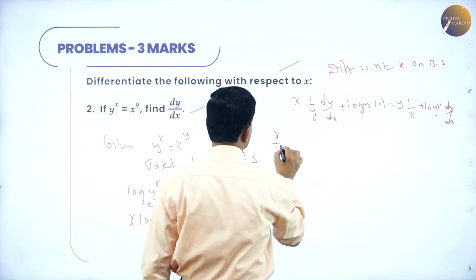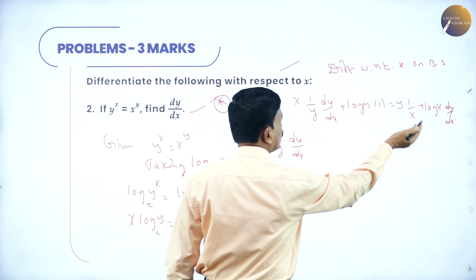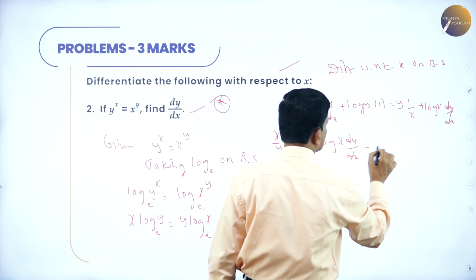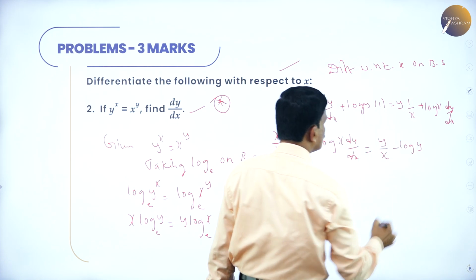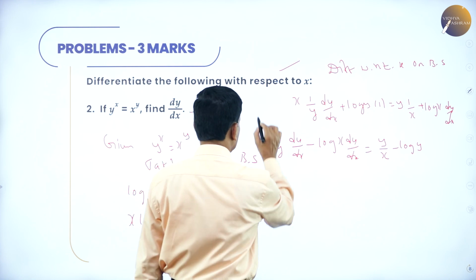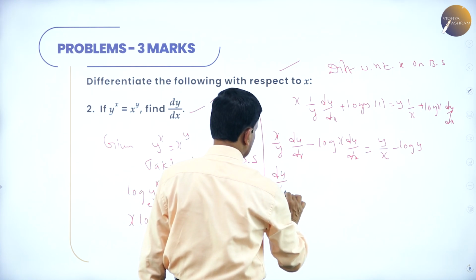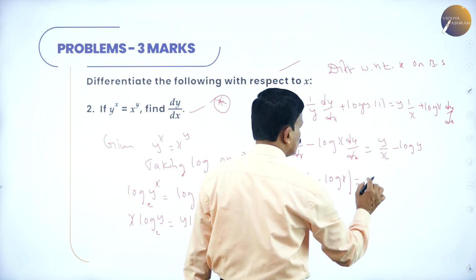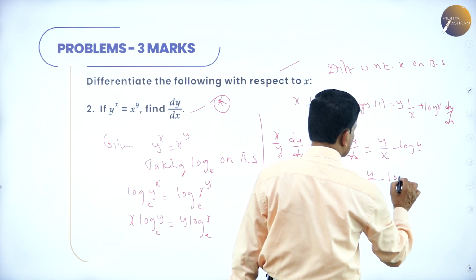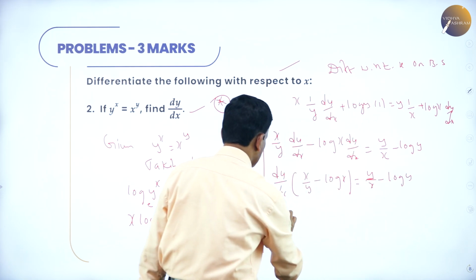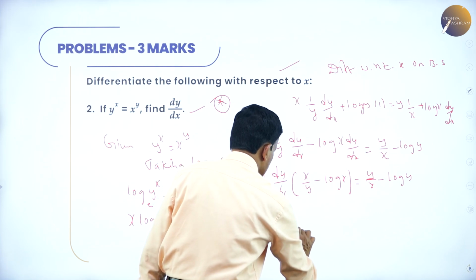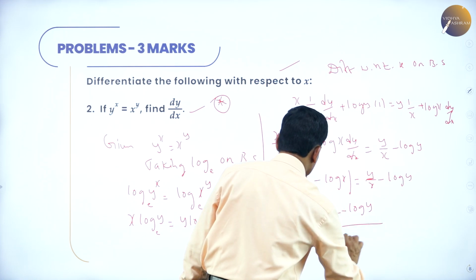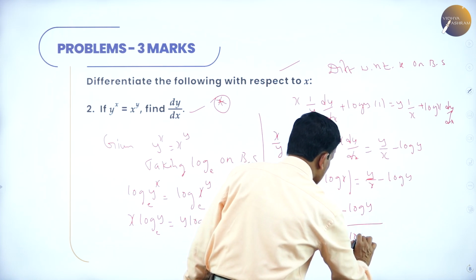This can be written as x by y dy by dx. Bring this dy by dx to the left hand side: log x dy by dx is equal to y by x, and transferring plus log y becomes minus log y. Now take dy by dx out as a common factor: dy by dx into x by y minus log x is equal to y by x minus log y. Therefore dy by dx is equal to y by x minus log y divided by x by y minus log x.